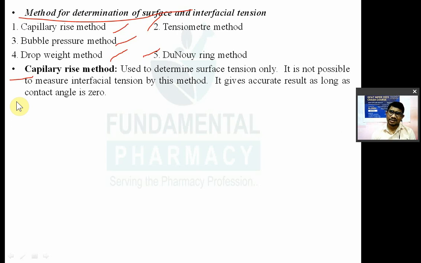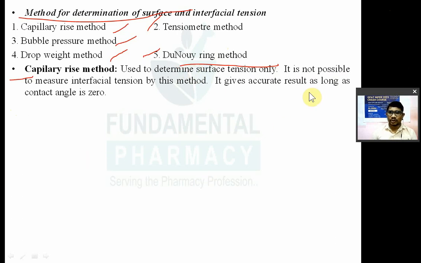Now that rise is dependent on the internal diameter of the capillary, the viscosity of water and all that. So there is an expression used to calculate the surface tension by the capillary rise method. If you want, you can go into it while reading. It is used to measure the surface tension only. Capillary rise method is only used to measure the surface tension. You cannot measure interfacial tension by using the capillary rise method, right?